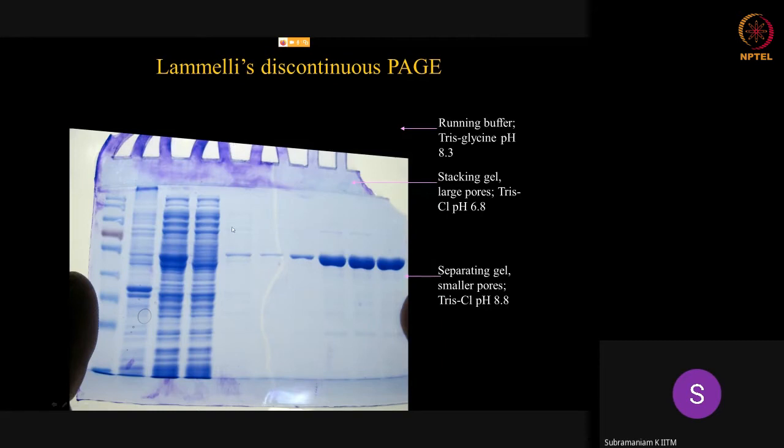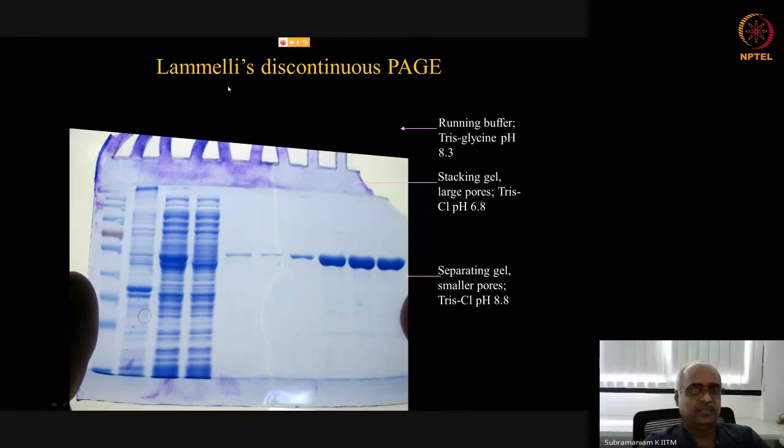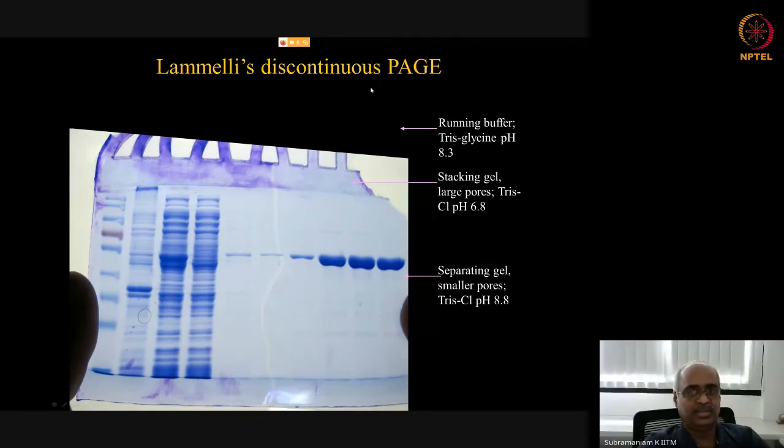If it is going to be wider like the original size, then the next ones will all overlap and separation will not be good. So this problem or limitation is primarily because you are making a thin gel between two glass plates, and that is because you want to prevent exposure to air. And to overcome this problem and increase the resolution, what U.K. Laemmli did was he introduced a modification that we call discontinuous polyacrylamide gel electrophoresis.